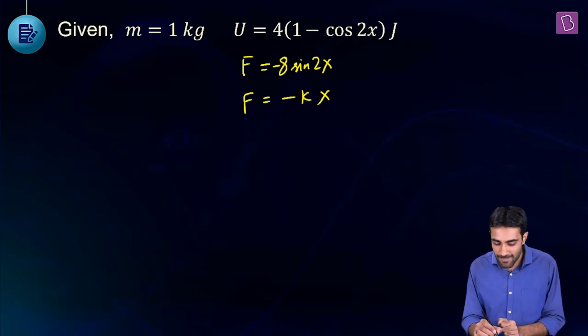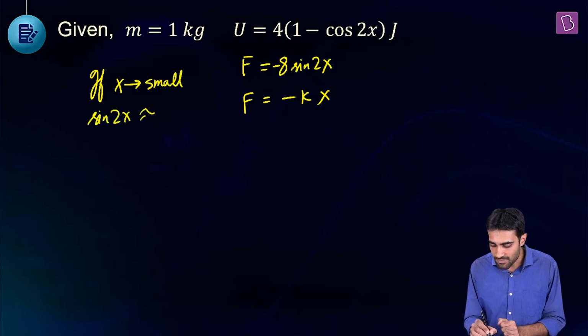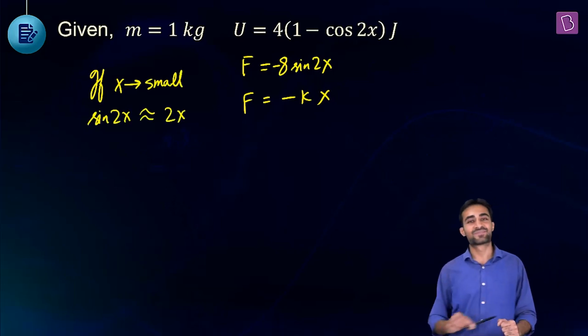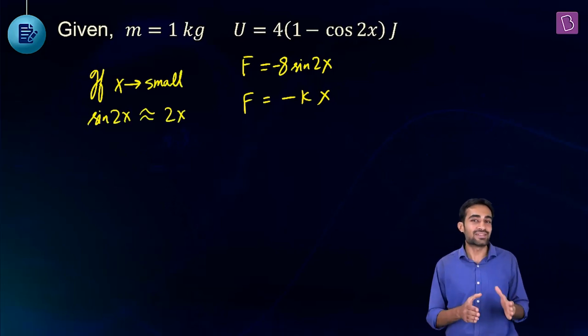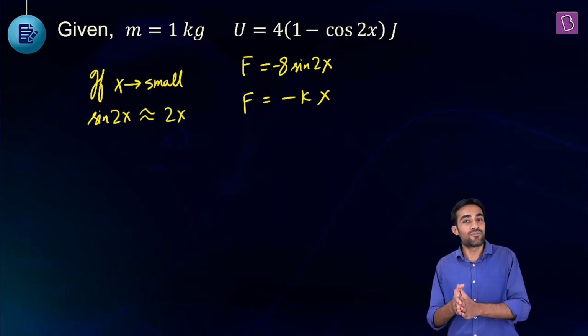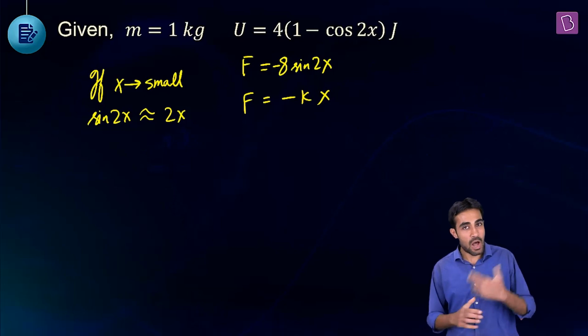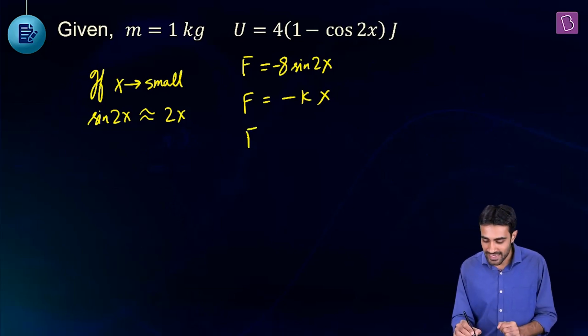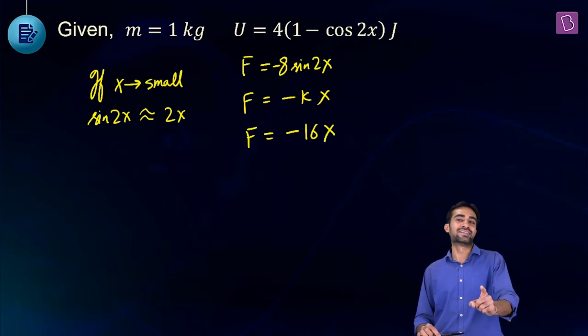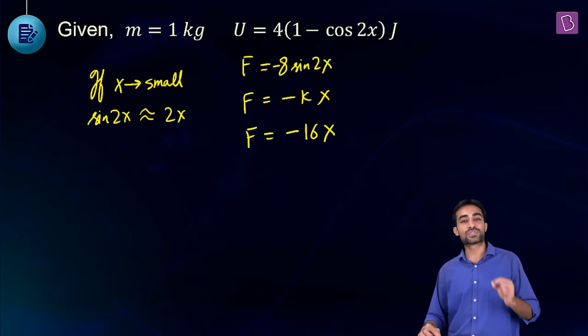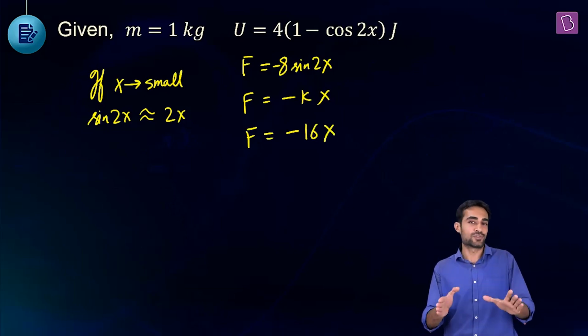You have the approximation: if x is small, then sine of 2x is approximately equal to 2x. When theta is small, sine theta is approximately equal to theta. So we have this awesome approximation. Now if we apply this approximation, we can see our force is minus 16x, right? And this matches with our equation of simple harmonic motion force.